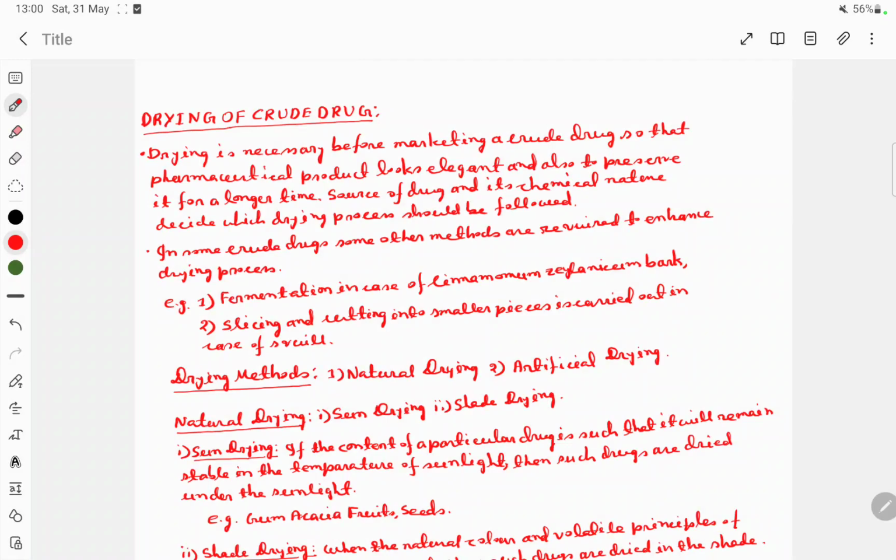Today I am going to discuss the drying of crude drugs. Drying is a necessary process before marketing a crude drug as a pharmaceutical preparation, to make it look elegant and also to preserve it for a longer time. The source of the drug and its chemical nature decide which drying process should be followed.